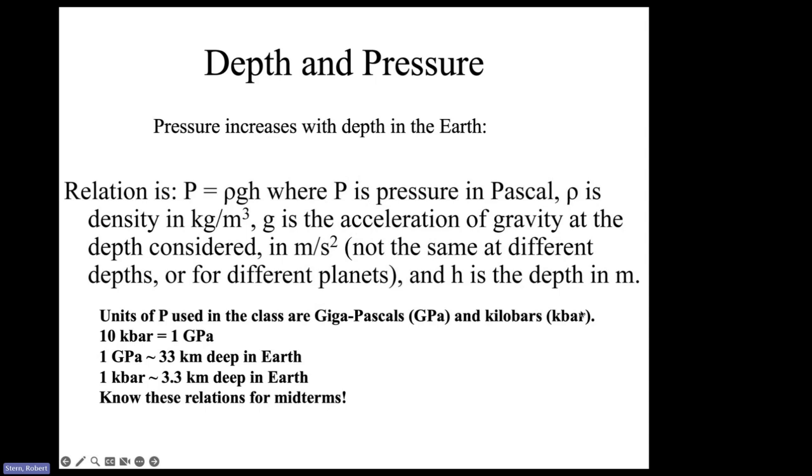Gigapascals is the official unit, but sometimes we'll use kilobars. Basically, it's very simple: 10 kilobars equals 1 GPa. Just so you know, 1 GPa is reached at something like 33 kilometers deep in the earth, whereas a kilobar is 3.3 kilometers deep in the earth. So do know these relations for midterms, because some questions may be asked where, if you don't understand that, you'll struggle and lose points, and you don't want that to happen. You want all the points you can get.